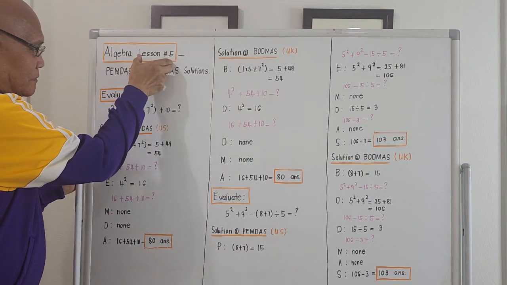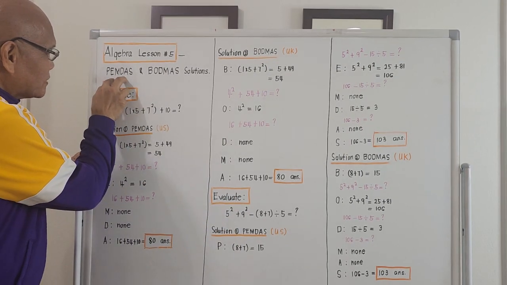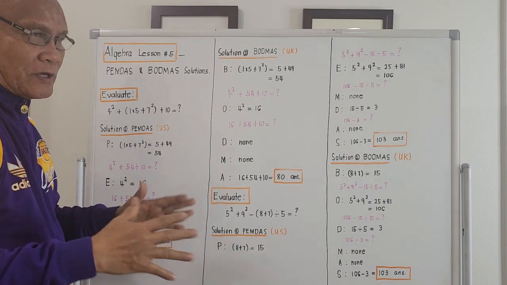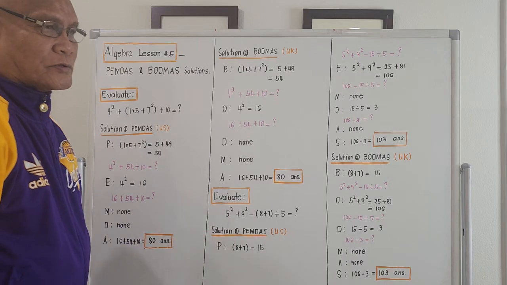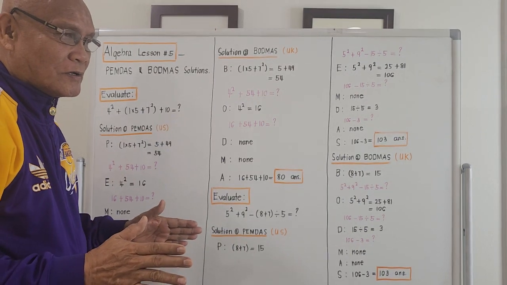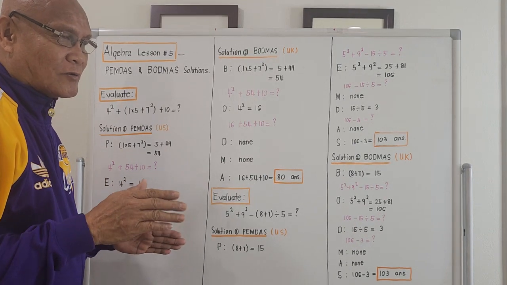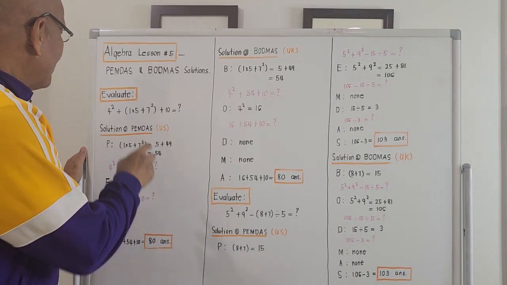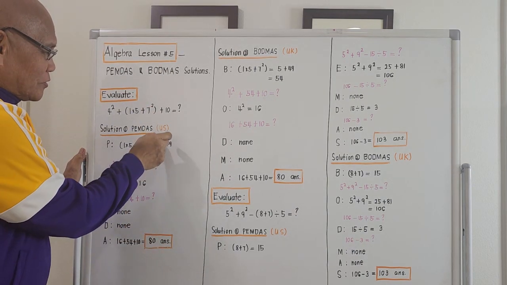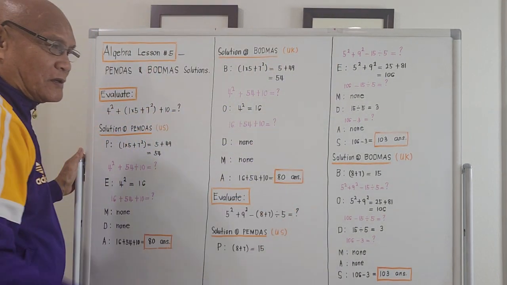Algebra lesson number 5. The title of the topic for tonight will be PEMDAS and BODMAS solutions of algebraic expressions or mathematical expressions. So we will be presenting two solutions. We are sure with the answer because the first solution should be confirmed by the second solution. PEMDAS and BODMAS. So we will compare the United States solution with respect to the UK solution, United Kingdom solution, or Great Britain.